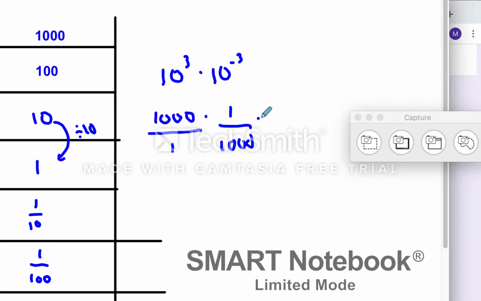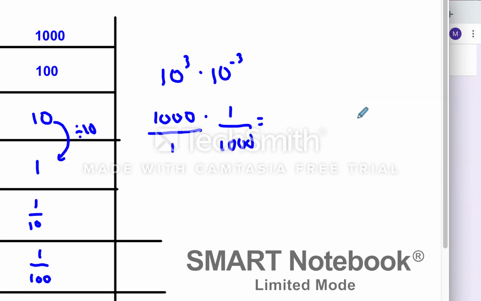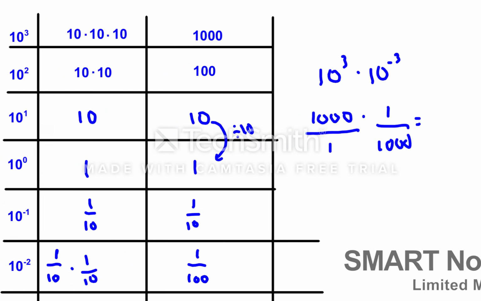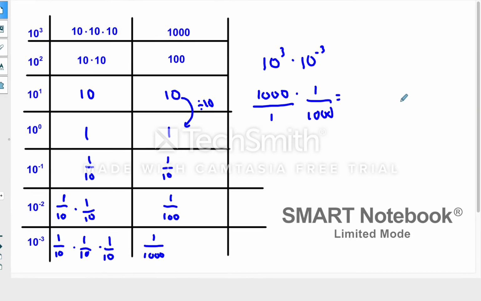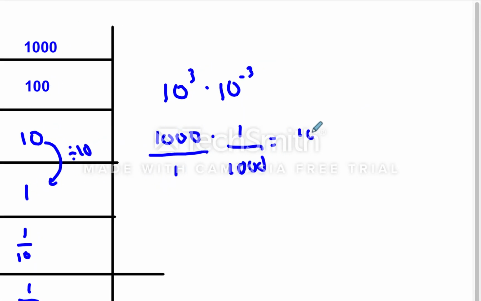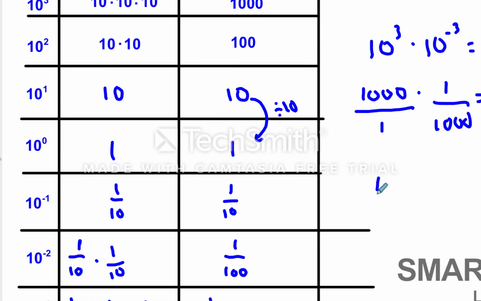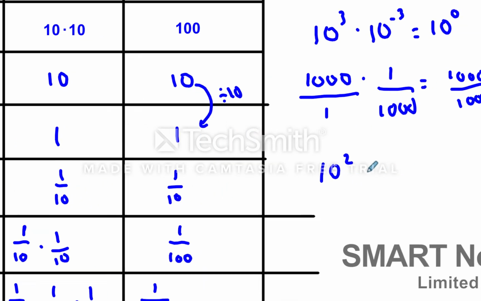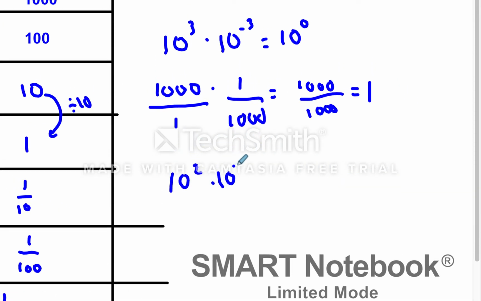So if I multiply those things together, of course you're multiplying fractions, the 1,000 can be made into a fraction. Well, your numerator is going to be 1,000, and so too is your denominator going to be 1,000. And so really, 10 to the third times 10 to the negative third equals, well, it equals 1, and so therefore we would say 10 to the 0, which is the same as 1. If you did the same thing with 10 to the second times 10 to the negative second, you'd get the same answer.